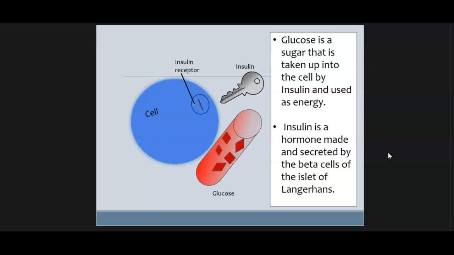Our cells utilize glucose by using a hormone called insulin, which is secreted by the beta cells of the islets of Langerhans. Insulin acts like a key. It falls into the receptors. We're just learning all about receptors. Everything has receptors. So the insulin falls into the receptors and it opens up the cell to allow the glucose to come into the cell and to be utilized by the cell.